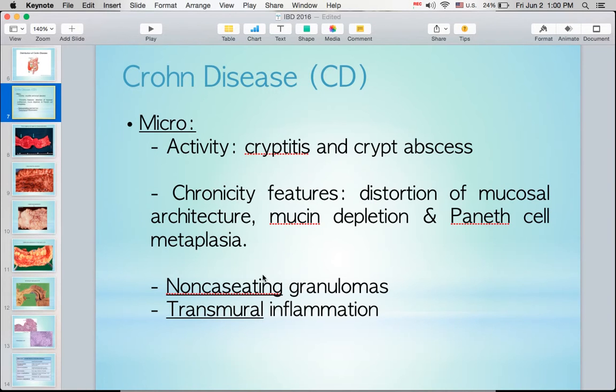Now, these two last traits are very specialized to Crohn's disease. Non-caseating granulomas as well as transmural inflammation. Now, what do I mean by transmural inflammation? Trans means all. All of the layers are involved in Crohn's disease, whereas in ulcerative colitis, it's a different case.